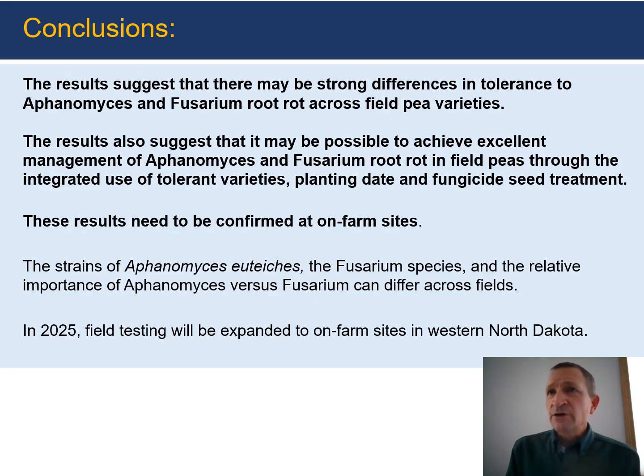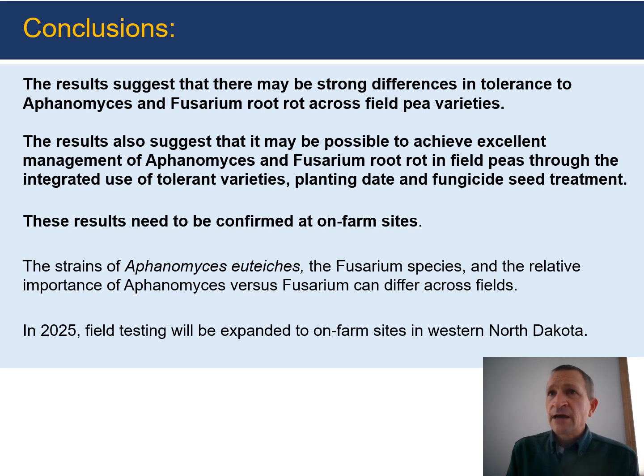All right, so what have we learned? We have learned that there appear to be very strong differences in tolerance to Aphanomyces and Fusarium root rot across field pea varieties, particularly differences in tolerance to Aphanomyces. Because the studies that we have emphasized here had Aphanomyces as the primary root rot pathogen. Okay, and these results suggest that the use of field pea variety selection combined with early planting and fungicide seed treatment may be the tools that we need to achieve excellent agronomic performance in peas under severe Aphanomyces and Fusarium pressure.